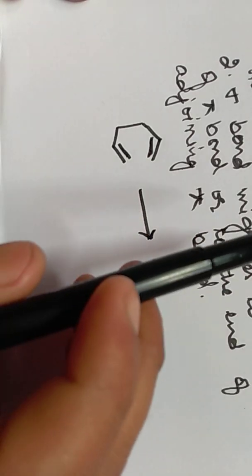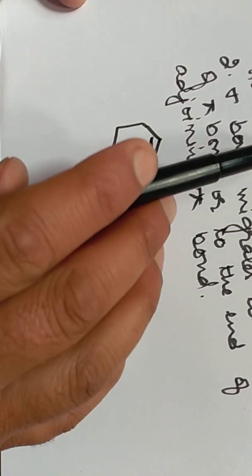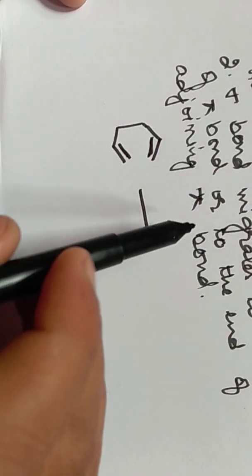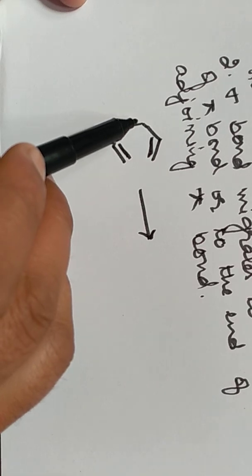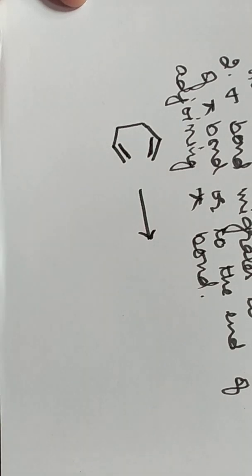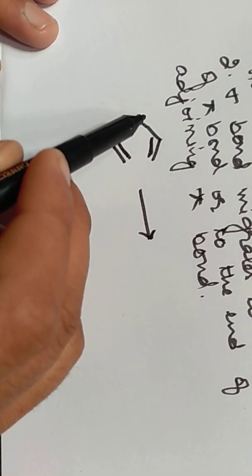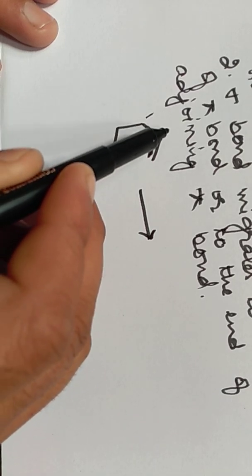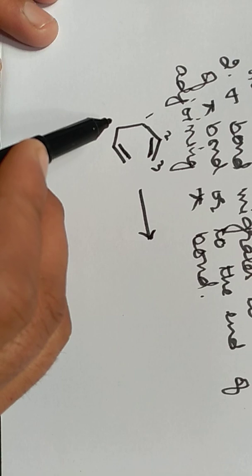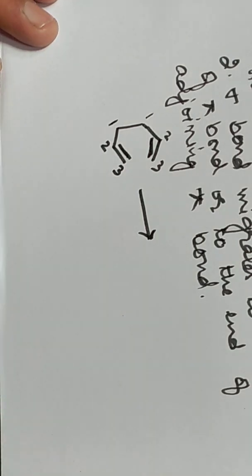As I mentioned at the start, numbering starts from the saturated atom on both sides. So this is a saturated atom, meaning a saturated bond. This is a saturated bond and this is a saturated atom. So we start numbering from the saturated atom: 1 2 3. Similarly, in this case 1 2 3.